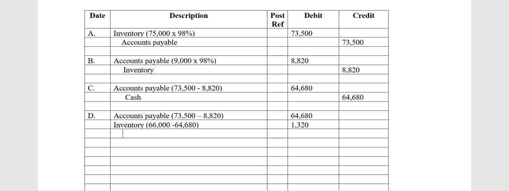And then finally, we have to credit our cash for the full amount that we owe to this supplier. We owe them a full $66,000 because we did not pay them within that discount period.